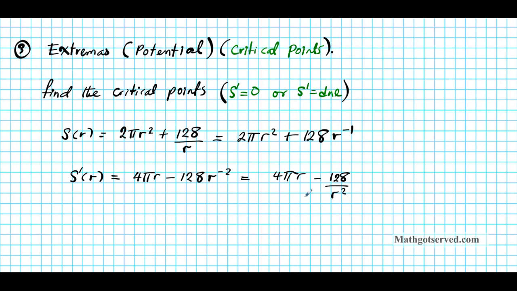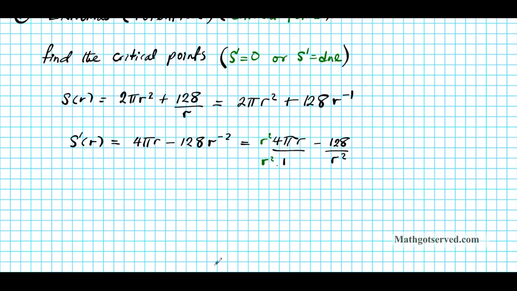Now let's combine these two. I like to write my derivative as a numerator and denominator so we can know exactly where it's equal to 0, the numerator, and where it does not exist, which is basically the denominator component. All right. So put this over 1, and let's unite them. We need to find the LCD. Times this by r squared top and bottom, and our derivative s prime of r in combined form is going to be 4 pi r to the third minus 128, this entire thing divided by r squared. Okay.